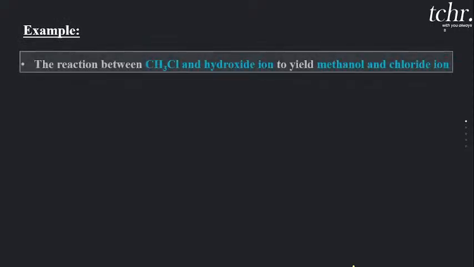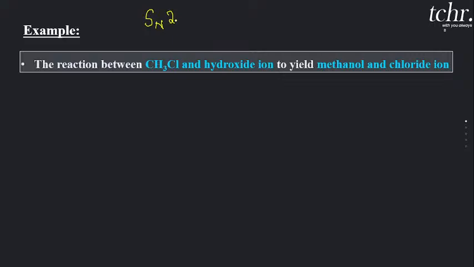So the next one is SN2 reaction. So once you have understood SN1 mechanism, students, the next one we are going to study is SN2 mechanism. So why it is called SN2? It means substitution nucleophilic bimolecular mechanism and it follows second order kinetics. So why it is called bimolecular, why it is known as SN2 mechanism. All that you will understand once we go through the example.